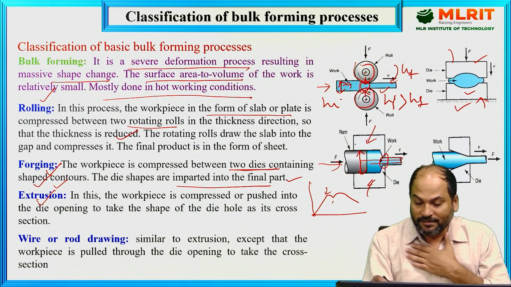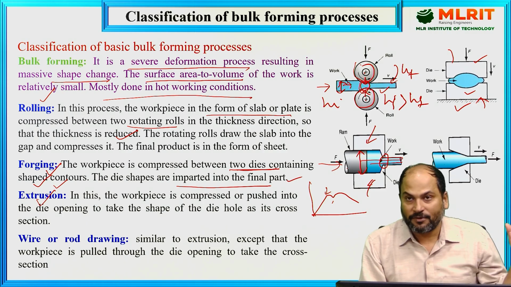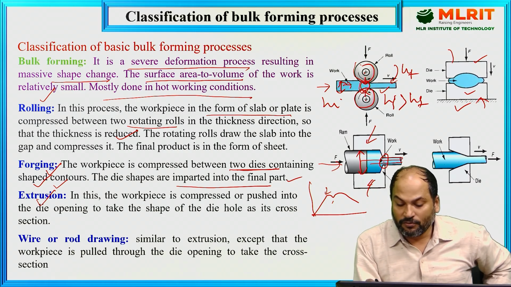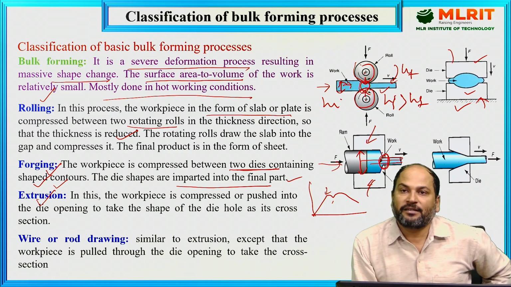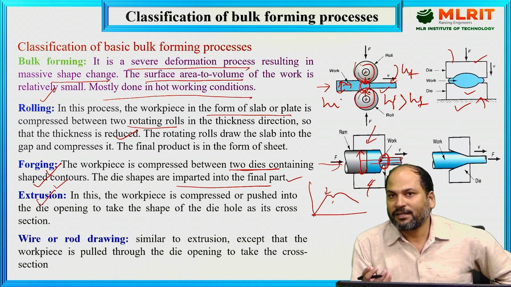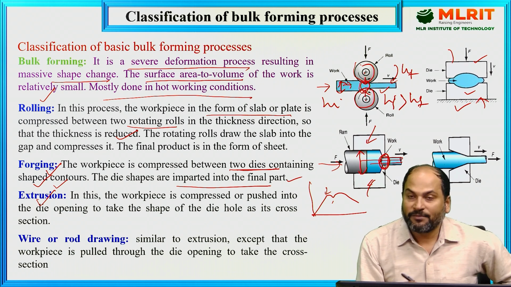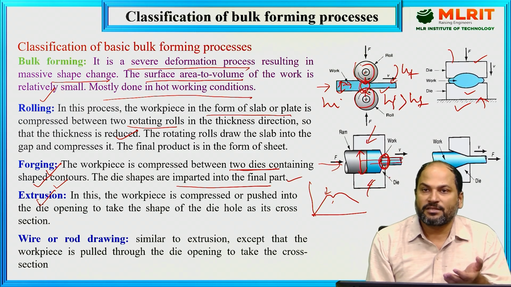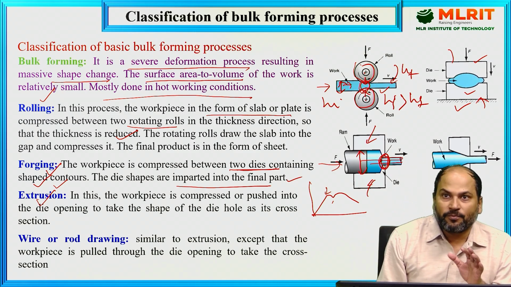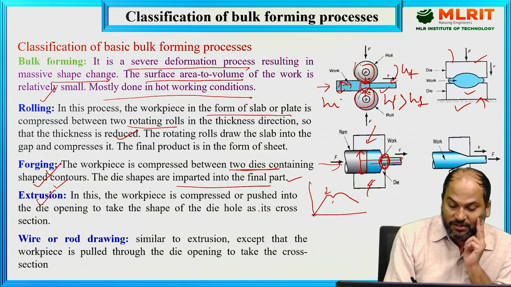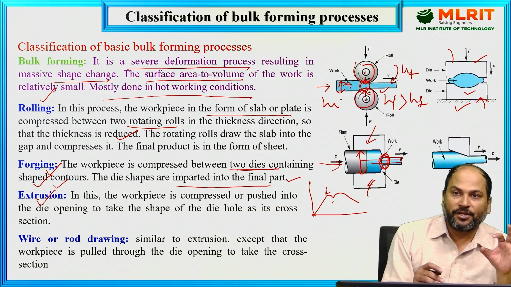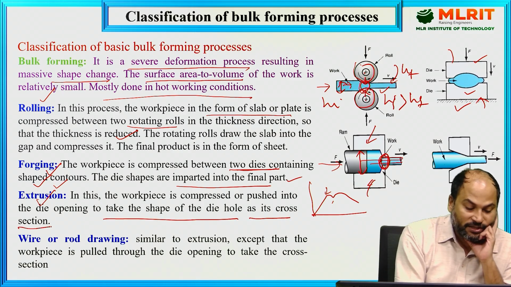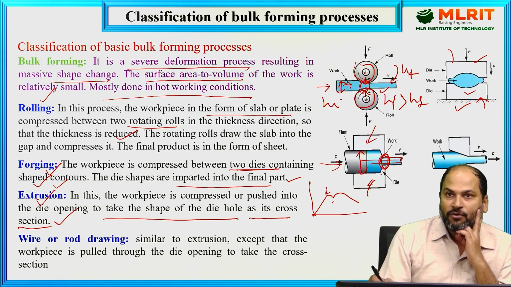Here also the die is fixed with the workpiece, and from the back side we apply the force. Because of that, the material is forced to flow, and once it reaches the die opening, it comes out. Whatever dimension or shape we want, we have provided accordingly in the die. So we force it to flow through that, and obviously it will take the shape and size of the die opening. In this, the workpiece is compressed or pushed into the die opening to take the shape of the die hole as its cross section. We can see from the diagram, it's quite clear.